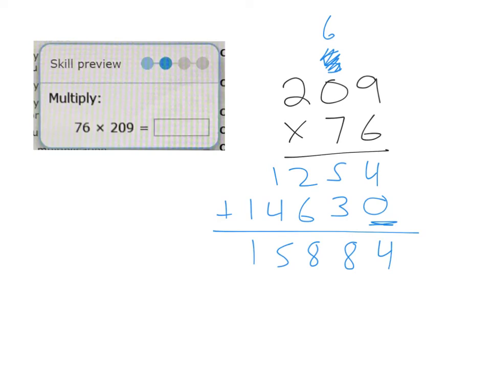Now that is a really big answer. I would worry that I might have done this wrong, so I'm going to do a really quick estimation. 76 rounds to 80 times 200-ish. 8 times 2 is 16 with 1, 2, 3 zeros. So my estimate is it's close to 16,000, and my answer was 15,884. Yeah, I was on the right track. Just when it gets so big like this, it's really easy to make a silly mistake. Even if you don't have to, I highly encourage you to check with an estimate.